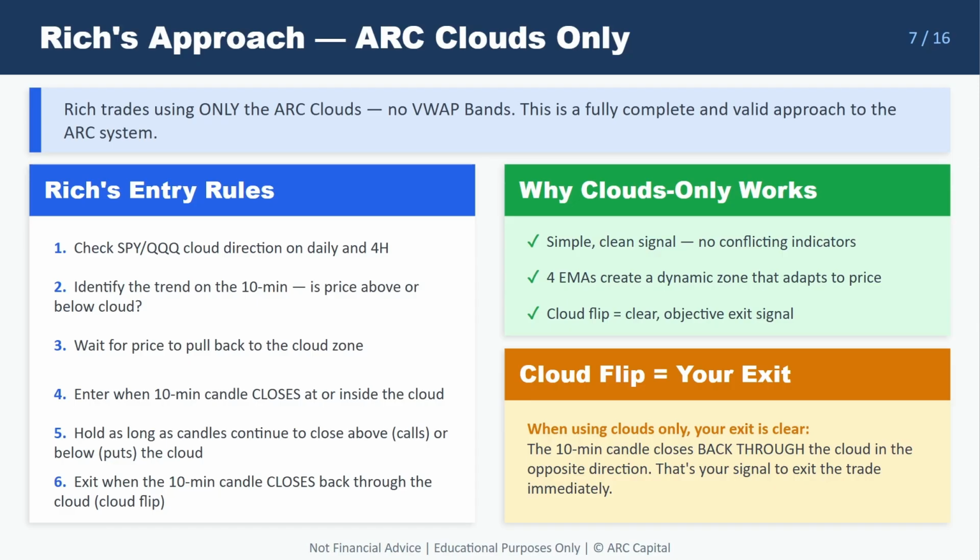Why clouds only works: it's a simple and clean signal, no conflicting indicators. 4 EMAs create a dynamic zone that adapts to the price and gives you trailing support or resistance. Cloud flips equal a clear, objective exit signal. If we break under the cloud, it's a clear momentum shift. We're completely out.